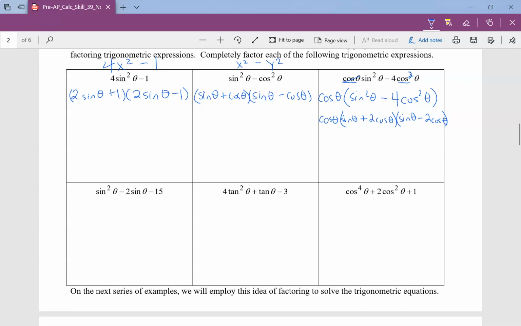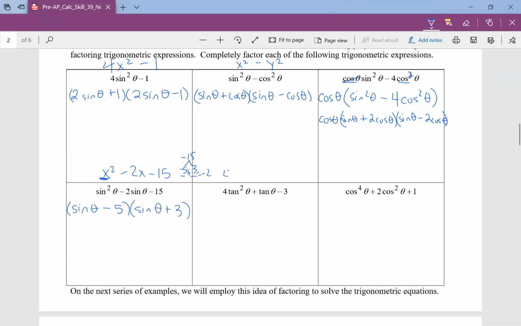For the next one, we're going to think of this like it was x squared minus 2x minus 15. So we're looking for two numbers that multiply to negative 15, but add to negative 2. So that would be negative 5 and 3. Since this is just an x squared in the front, we're allowed to factor this with our shortcut. So normally you'd write x minus 5, x plus 3. In this case, we're going to write sine theta minus 5 and sine theta plus 3.